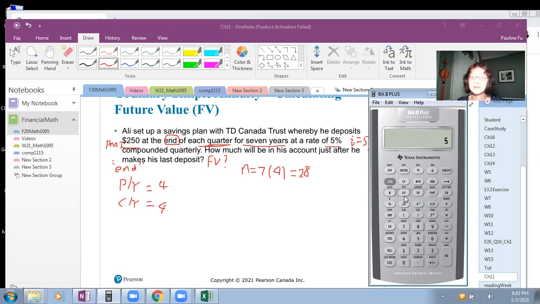So I need 250 as PMT, negative PMT. And then you enter 0 as PV. Finally, you compute the future value. Okay, so this is the future value. Okay. So this is method 1, the financial calculator.